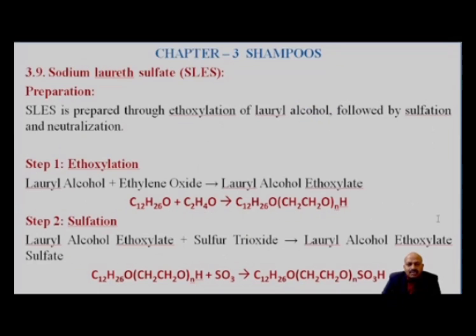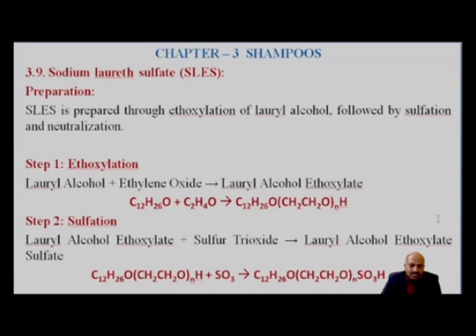Now let us see the preparation and the reaction mechanism. Preparation of sodium lauryl ether sulfate: SLES is prepared through ethoxylation of lauryl alcohol followed by sulfation and neutralization. It involves three different steps: ethoxylation, sulfation, and neutralization. Step one is ethoxylation: lauryl alcohol plus ethylene oxide produces lauryl alcohol ethoxylate. C12H25OH plus C2H4O forms C12H25O(CH2CH2O)n H.